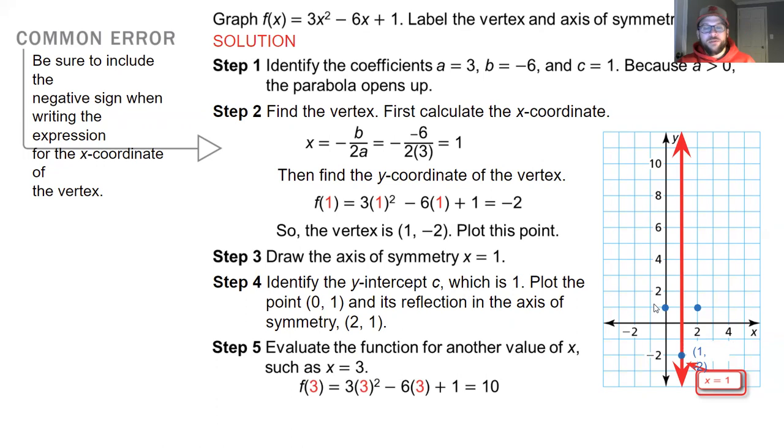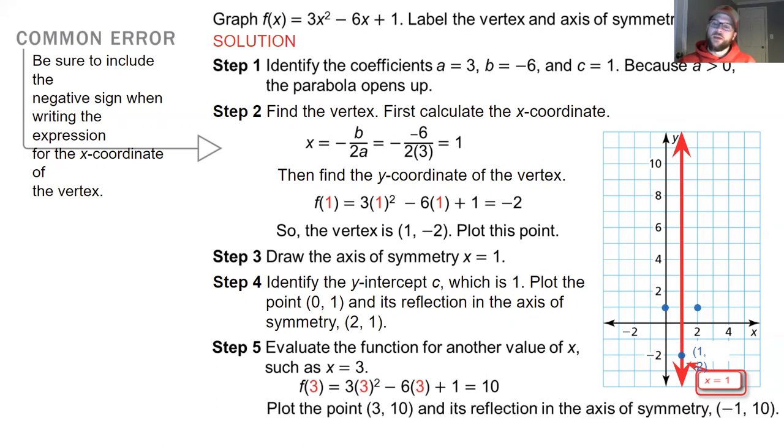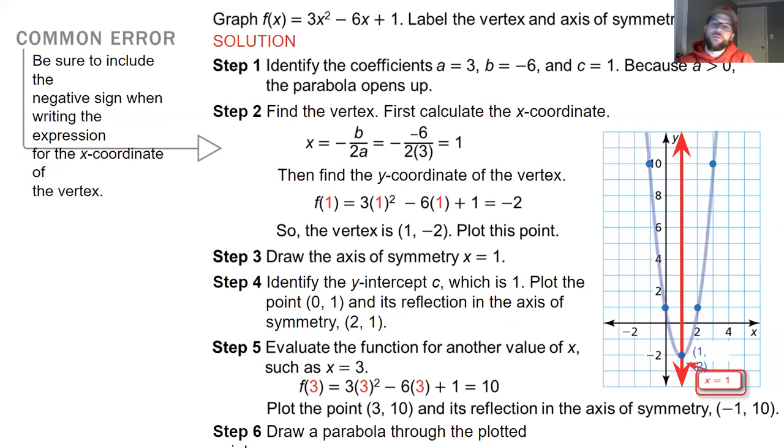So for this one, we evaluated at 3, 10 as a coordinate point, and then you reflect that over to -1. That way you know how far up and over it's going to the next point, because this is a parabola. It's going to curve. Connect the dots, draw the lines, and there is your quadratic function.